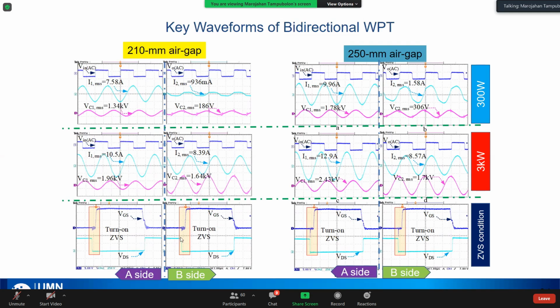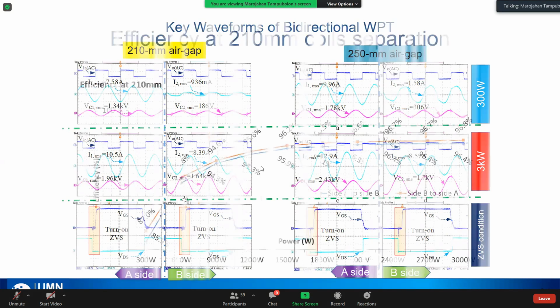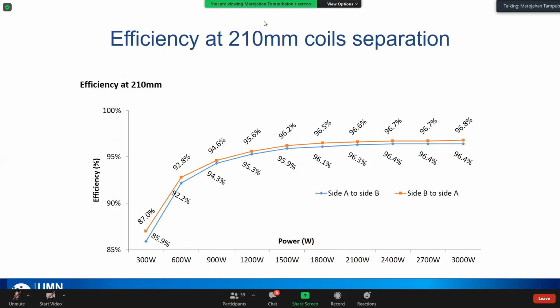As we can see here, we also have the GPS waveform conditions to confirm that the system works in GPS. That's why the efficiency of the system is quite high. So this is the efficiency of the system at 210 millimeter coils. In this, the highest efficiency is more than 96, I think.